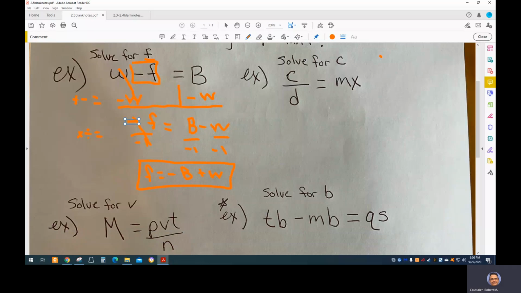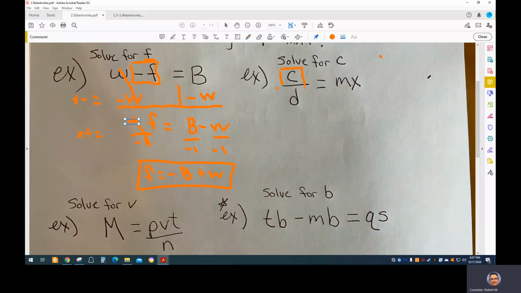This is solve for C. So we're trying to solve for C. C is locked in a numerator. So it's c divided by d equals mx. And we are stuck here. Well, we need to think about something here. How do we get rid of a denominator? Well, a denominator is what? Division. So the opposite of division is multiplication.